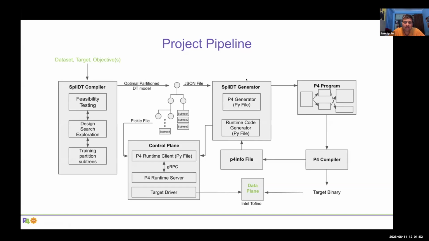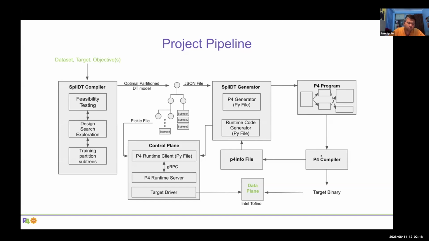And now we have another component, which is basically a generator. This generator has two different kinds of generator. The JSON file is nothing but a description of how the decision tree is actually partitioned. Through this file, we will be able to create a P4 generator, compile all the pipelines of a P4 and create the P4 program. This P4 program will be compiled through P4C.